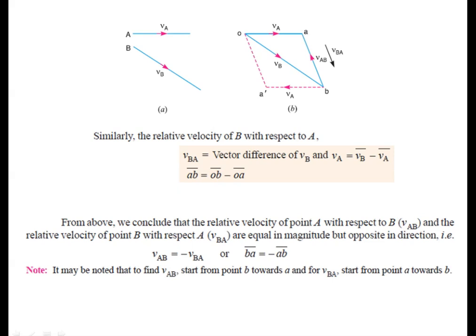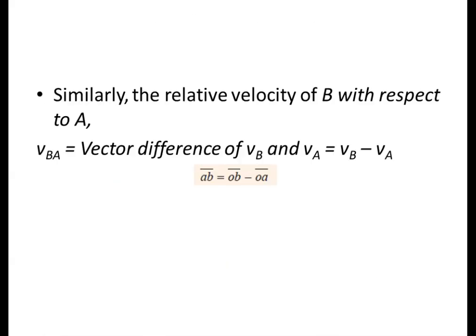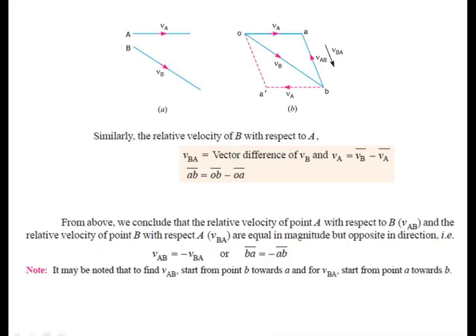Okay, VA and VB. In the last case we took a straight line. You can see both are in a straight line, then you got a common point line. Now in this case, with the different directions they have shown there, you can get this resultant. So this is the resultant VAB.